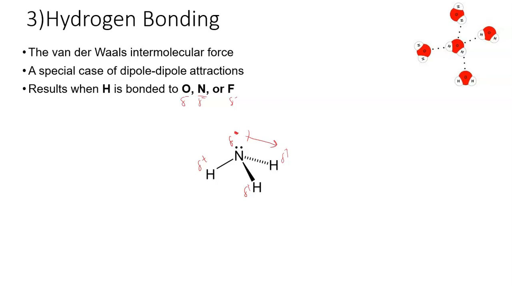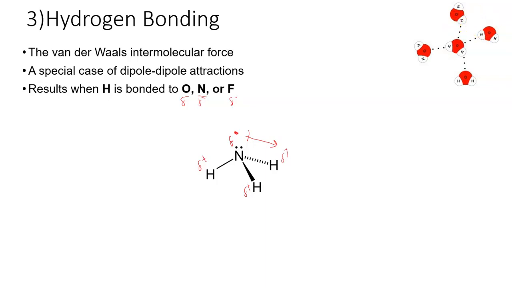If you see over in the corner here, I have these water molecules, and we have these intermolecular forces, the attraction between the oxygen of one molecule and the hydrogen of another molecule. Because the hydrogen is bonded to an oxygen, this is a very strong intermolecular force. This is the strongest one that we have.